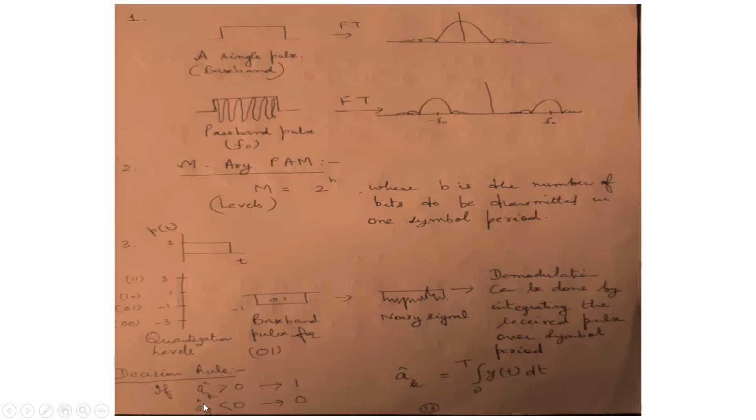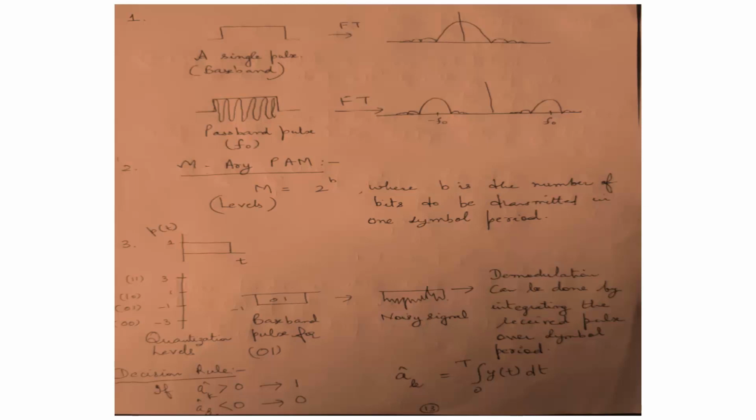This is the decision rule in the case of 2-PAM. As an example, I have taken here the decision rule for 2-PAM, which means one bit will be transmitted within one symbol period. If the estimated amplitude is greater than 0, we will say that 1 was transmitted. If the estimated amplitude is less than 0, we will say that 0 was transmitted. So all in all, this is the review of what we have done till now in pulse amplitude modulation and how to demodulate the pulse amplitude modulated signal.